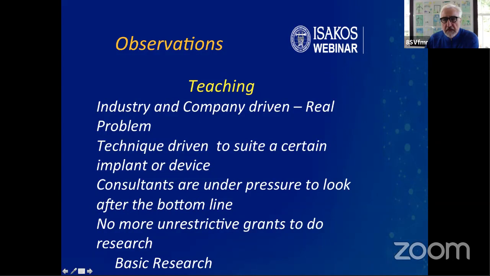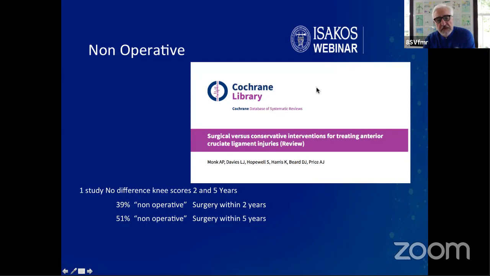All right, so ACL surgery. The first question then in sports medicine is, can we treat it non-operatively? Do we always have to operate on ACL injuries? And this is from the Cochrane Library. This is the only study, I think, that was a level one study.